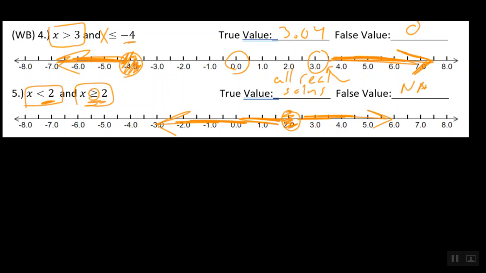What's our false value? I guess, since we've started talking about imaginary numbers, let's say our false value would be all complex numbers. Because now we're going to get into a higher level of mathematics. We have more options in distinguishing numbers here. Okay, and remember, guys, a complex number is just a combination of an imaginary part and a real part of a number. All right, good luck.